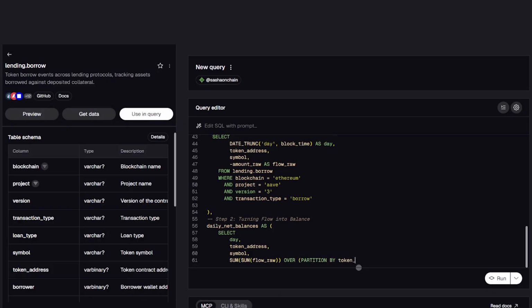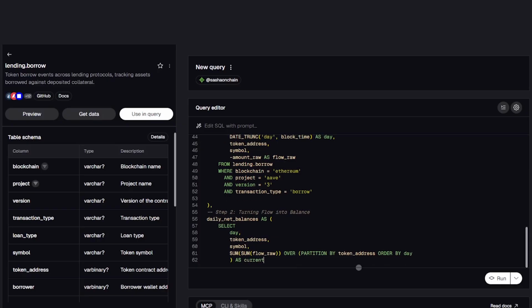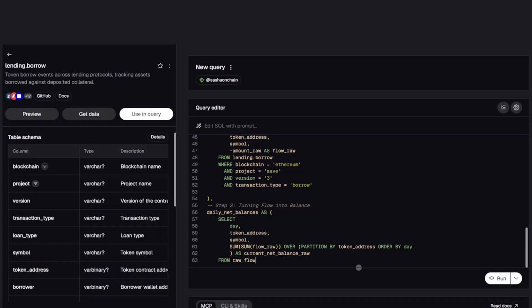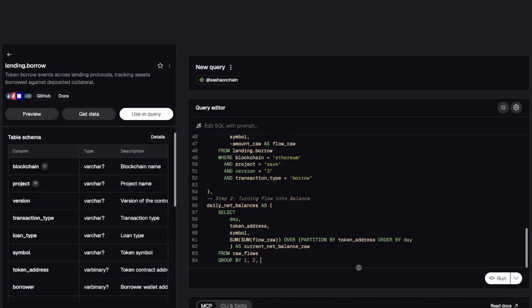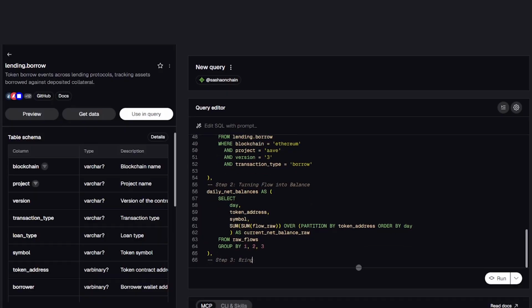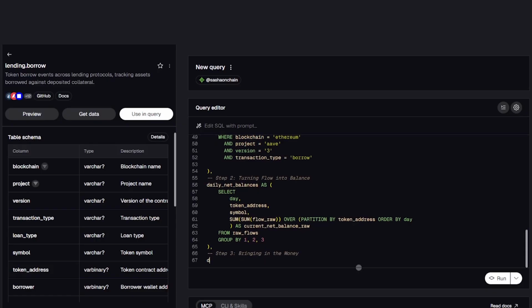We are telling the database, hey, isolate every single token asset, like USDC, and day by day add or subtract the flows, accumulating the running balance from day 1 of the protocol. Now we have state. We now know exactly how many tokens were sitting inside Aave on every single day in its history.